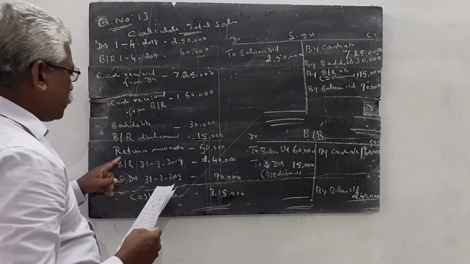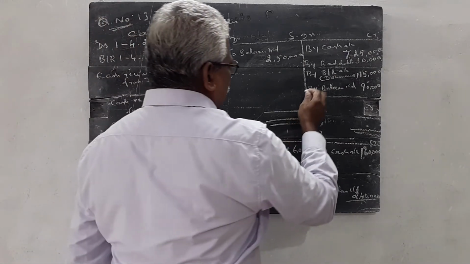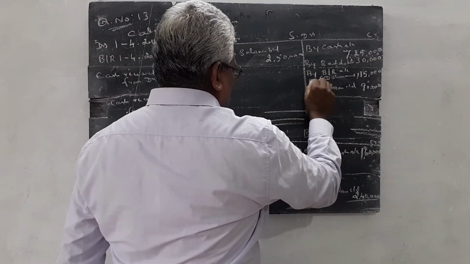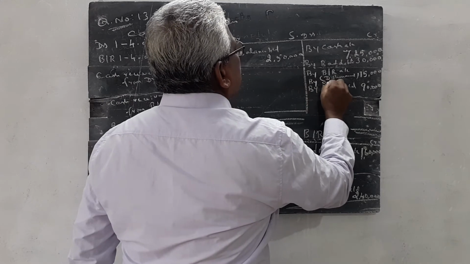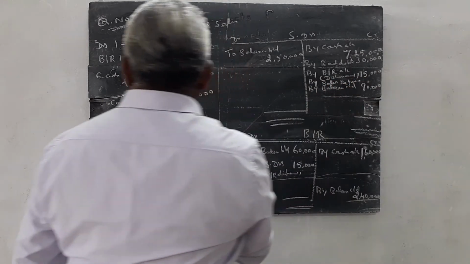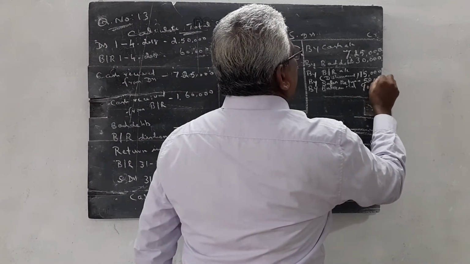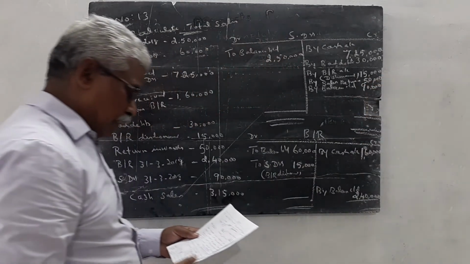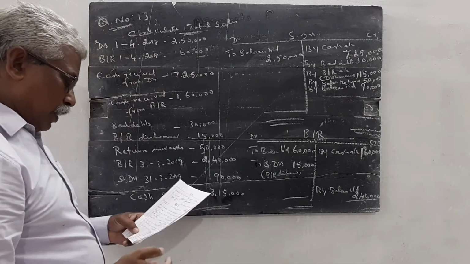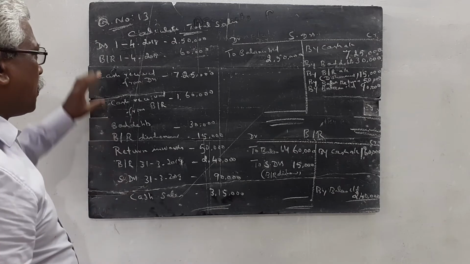Then return inwards. Return inwards means sales return. Sales return comes here, by sales return. Sales return amount is 50,000. This is entered in the credit side. Then all the information are entered.